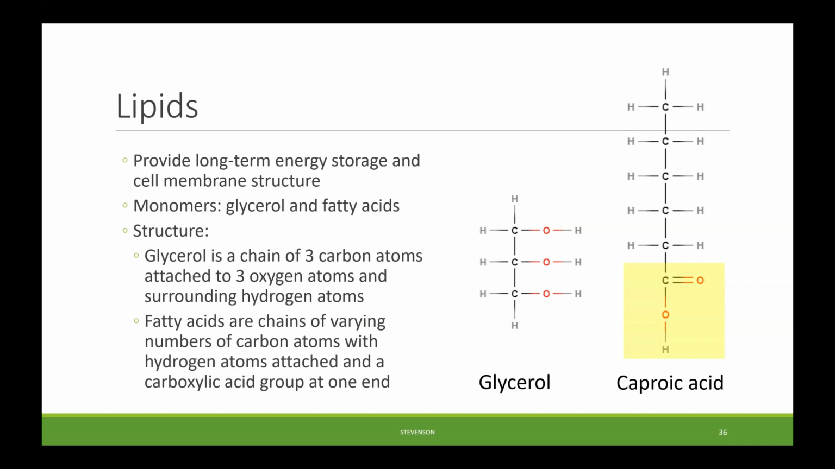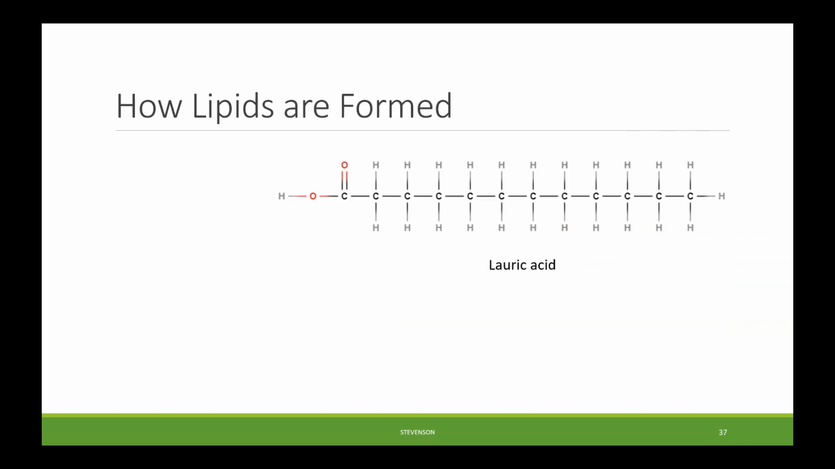This particular fatty acid is called caproic acid, and it's one of the ones that you would find in the fats that are found in goat's milk and goat meat. So there are many different fatty acids out there. Each have a different number of carbon atoms in their chain, and they have different names, and they can be found in different sources in nature. Here's another example. This one, as you can see, is longer than the one that we saw in the previous slide. This one is called lauric acid, and lauric acid is found in coconut butter.